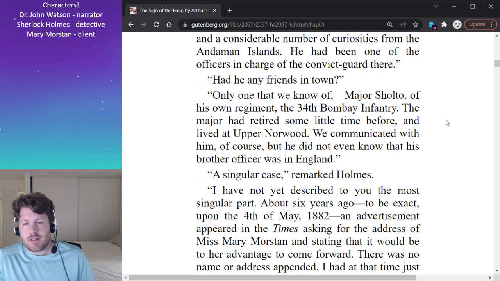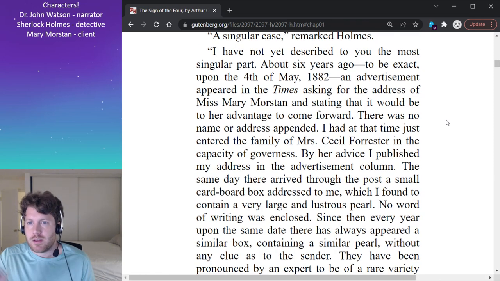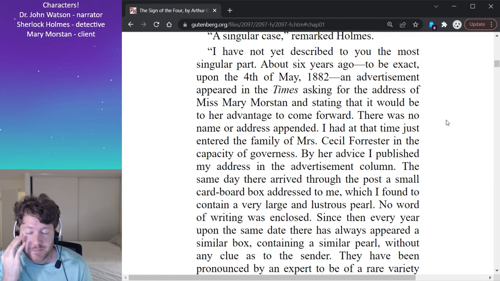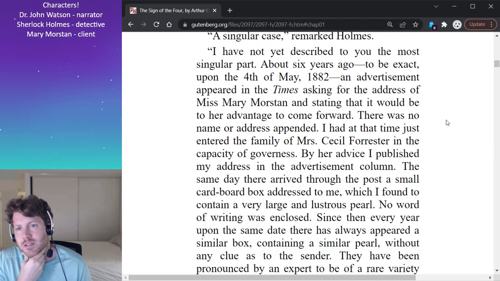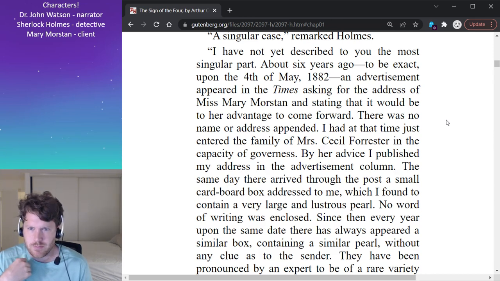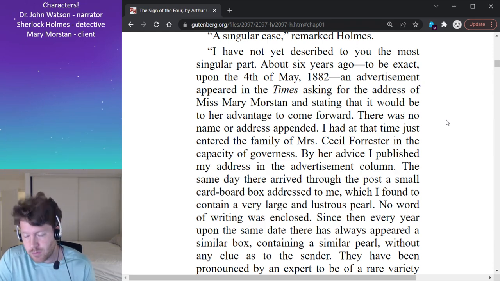"A singular case," remarked Holmes. "I have not yet described to you the most singular part. About 6 years ago, to be exact, upon the 4th of May, 1882, an advertisement appeared in the Times asking for the address of Miss Mary Morstan and stating that it would be to her advantage to come forward. There was no name or address appended. I had at the time just entered the family of Mrs. Cecil Forrester in the capacity of governess. By her advice, I published my address in the advertisement column.